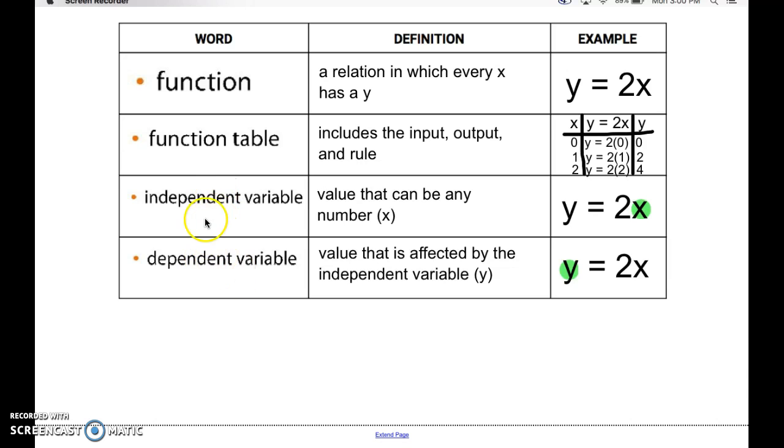We talked about these as well. The independent variable can stand alone. It can be any number. You can choose whichever x values you want to put into this equation. So in the equation y equals 2x, x is the independent variable. The dependent variable is the value that is affected by the independent variable. So in this case, it's the y. Depending on what x is, it's going to change y.